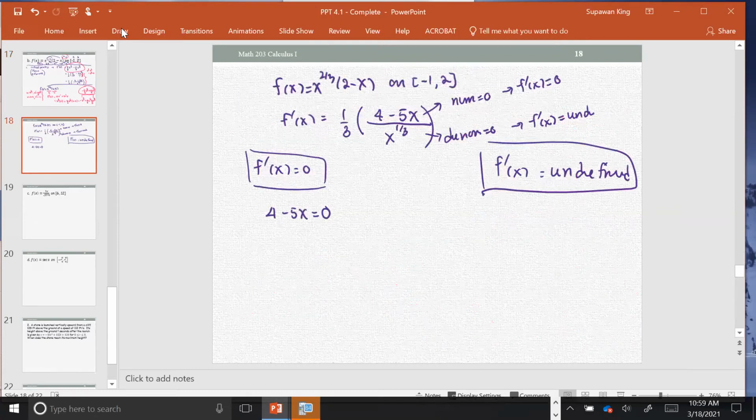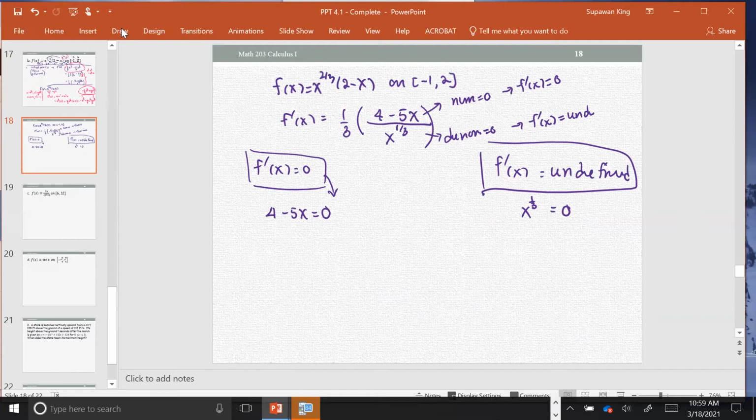Yep, sorry about that. So the numerator is 4 minus 5x equals 0, for the case that the derivative is 0. For the undefined, it's going to be the case that the denominator equals 0. Okay, so that is the use of algebra to find the critical value on top of finding the derivative, which is a must of the problem anyway.